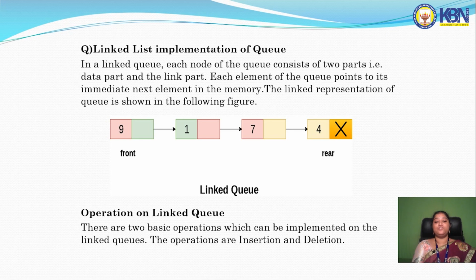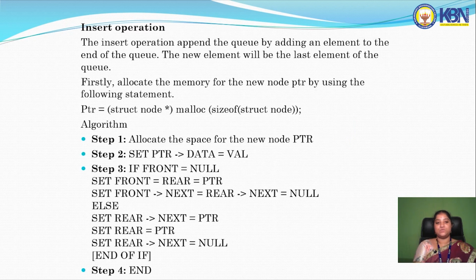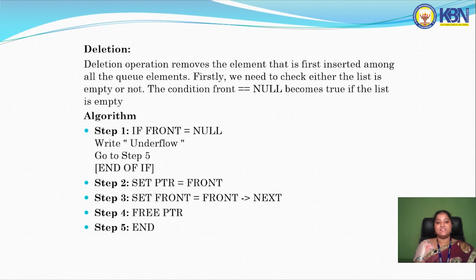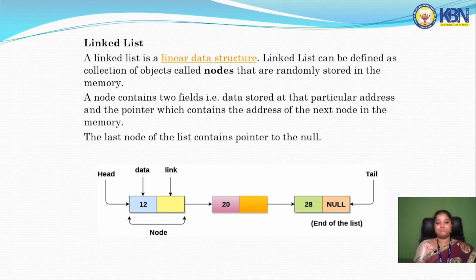In the linked list representation, each node of the queue consists of two parts: the data part and the link part. Each element of the queue points to its immediate next element in memory. The linked representation of a queue is shown in the diagram. There are two basic operations in the linked list: the first is the insertion operation and the second is the deletion operation. Now we discuss what a linked list is.